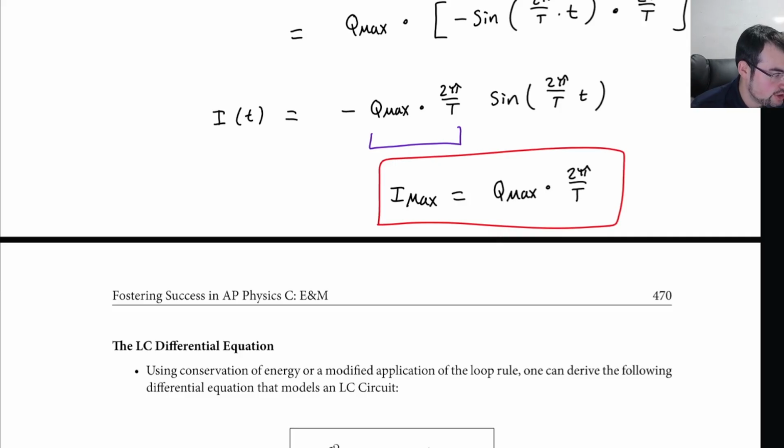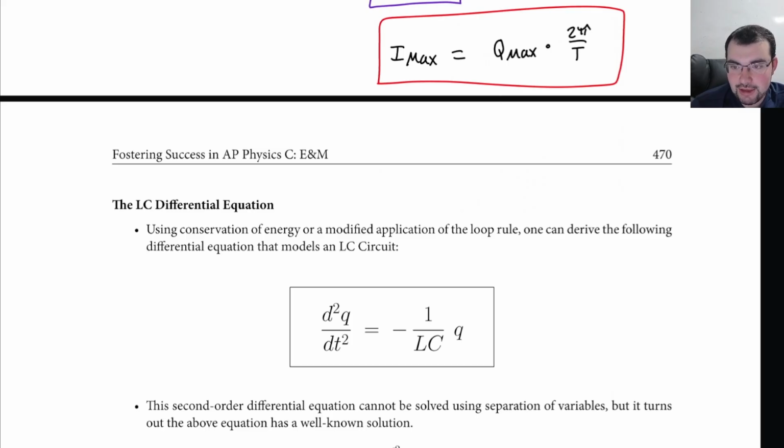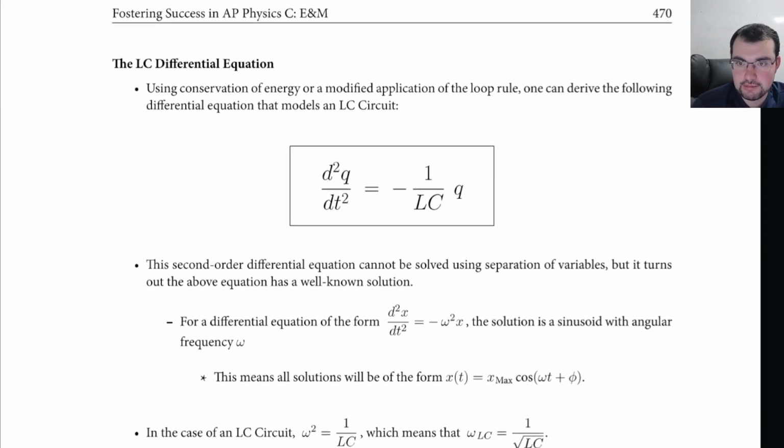All right, we got things changing. We got things oscillating. So of course, we have a differential equation to model it. And this is different because it's actually second order. So this is a differential equation that doesn't relate Q and its derivative. It actually relates the charge Q to its second time derivative.